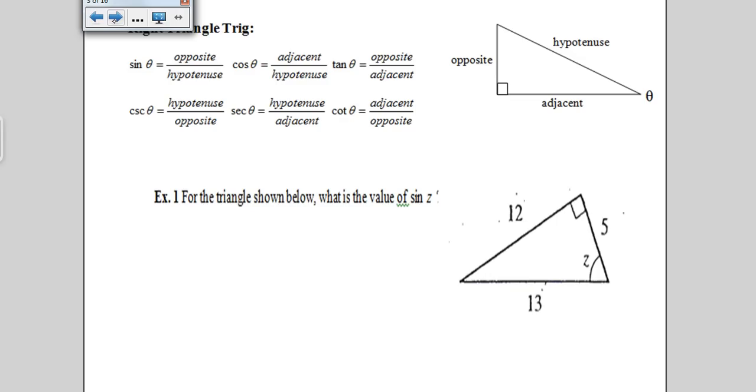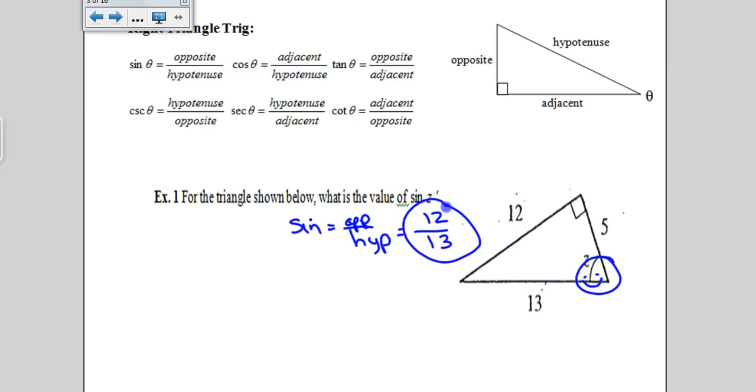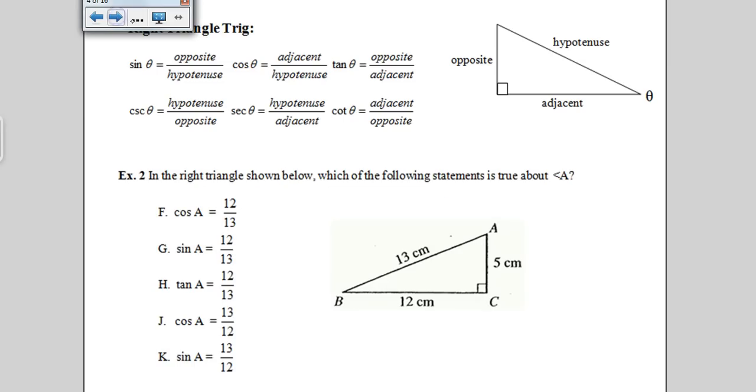This is an old ACT problem. It says for the triangle shown below, what is the value for the sine of z? So here is your reference point, angle z. Sine, remember the formula, is opposite over hypotenuse. So opposite of you is 12, and the hypotenuse is 13. So your answer, always leave it in exact form, is 12 over 13.